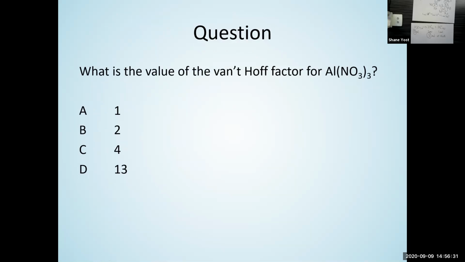Right? And so for this question, what is the value of the Van 't Hoff factor for Al(NO3)3? The exact same question applies: how many species are formed in solution? How many things get formed when this breaks apart in solution? This meaning Al(NO3)3.